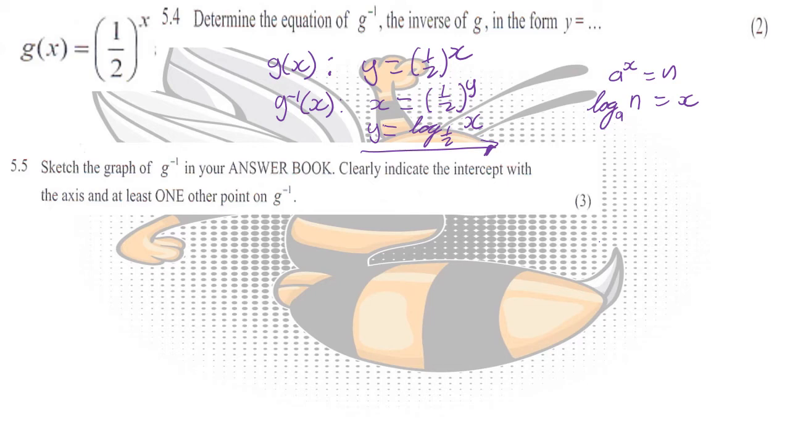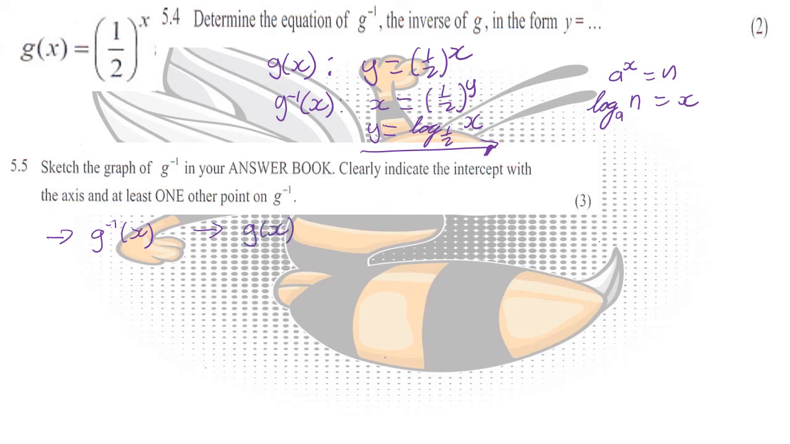5.5 then asks to sketch the graph of g to the power of minus 1 of x in your answering book and clearly indicate the intercepts with the axes and at least one other point of g inverse. Now, one thing to note is that for all the points of the inverse of g of x, it will just take the coordinates of g of x and swap them around.